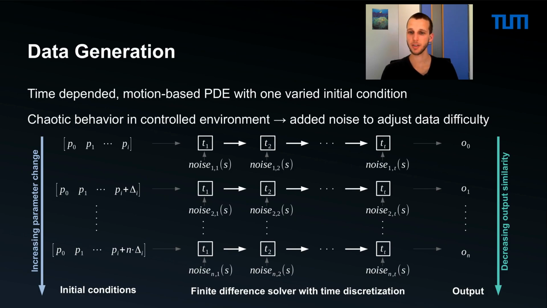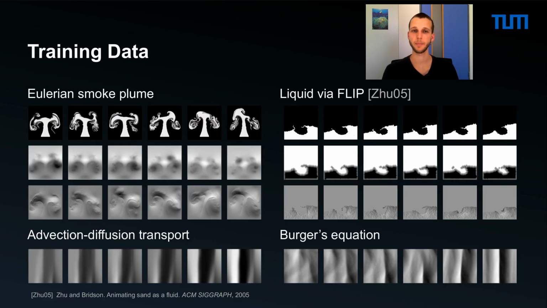So we also introduce a noise that is differentiated for every time step of our solver. And the variance of the noise controls the difficulty of the resulting data. So a higher noise variance means the data is more difficult and the network is going to learn better. But of course, only until a certain point, because then the data essentially just becomes noise and the network is not able to extract any useful information anymore.